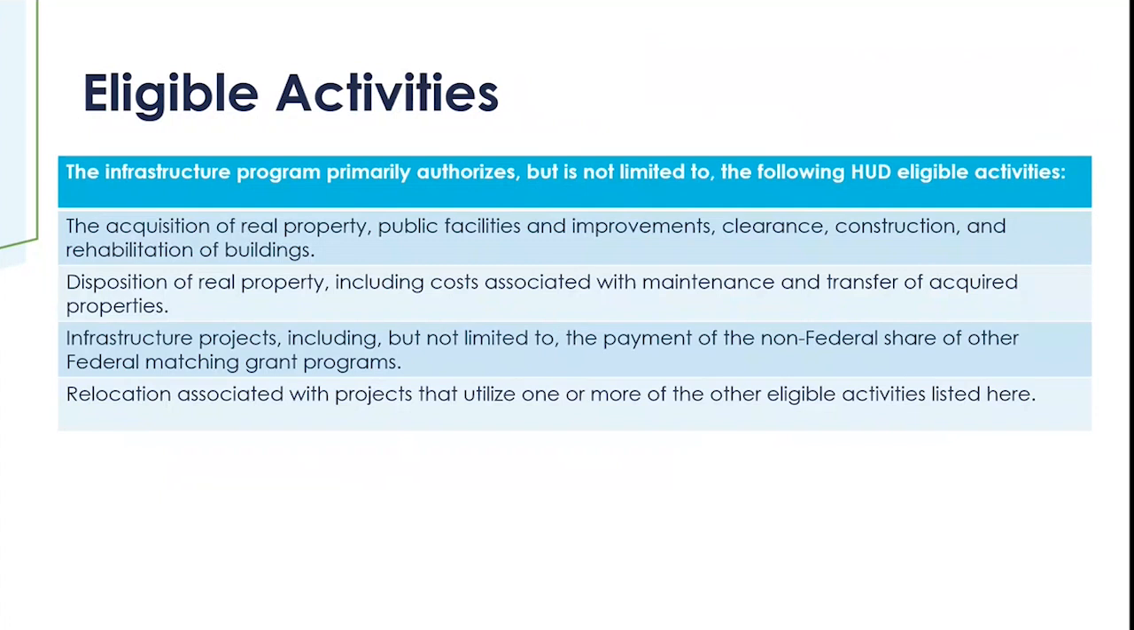The eligible activities are typical activities related to infrastructure. They include acquisition, public infrastructure, and public buildings. I know that in the regular program, you separate the applications for public buildings like senior centers away from water and sewer, but here they can be combined. The payment of non-federal share of other matching programs is also an eligible use of these general infrastructure funds. So all of the typical eligible activities under general infrastructure are also under this program.